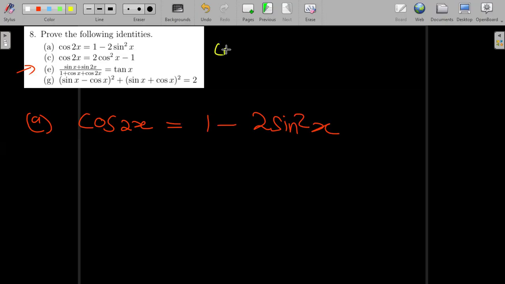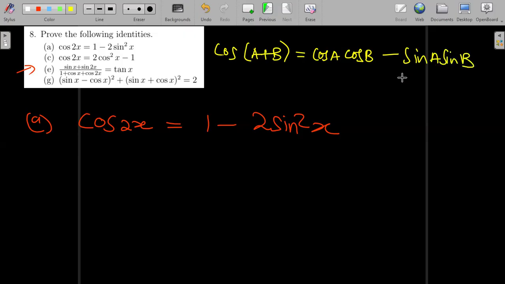The one for the cosine states that if I have cos of 2 angles, let's say A plus B, this will be the same as cos A cos B, and then minus. If there's a plus here we put a minus. Then sine A sine B. So this is what it states.